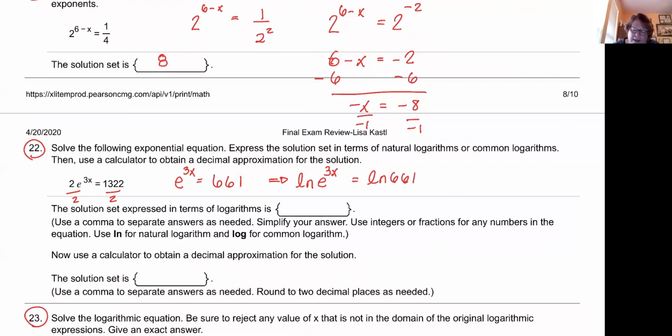So what we have here is 3x equals the natural log of 661. Divide both sides by 3. And there is the exact value. The exact value is the natural log of 661 divided by 3.